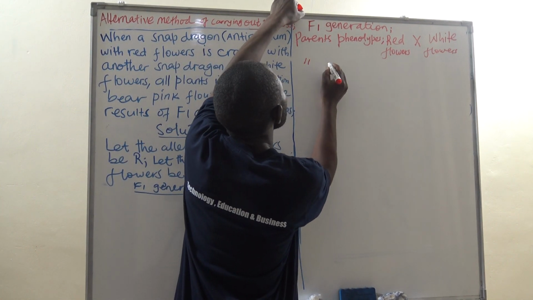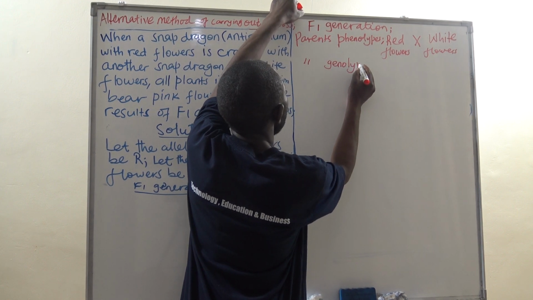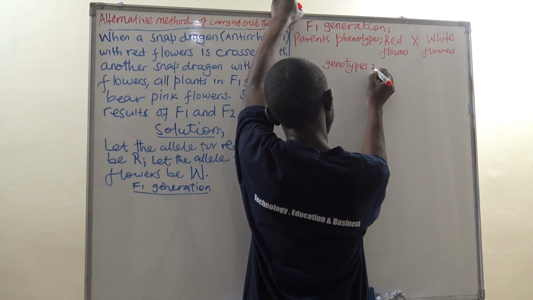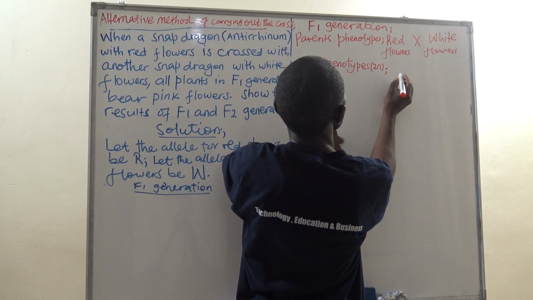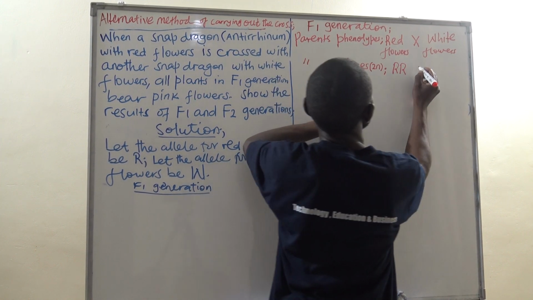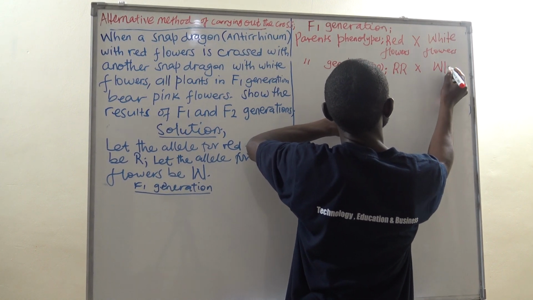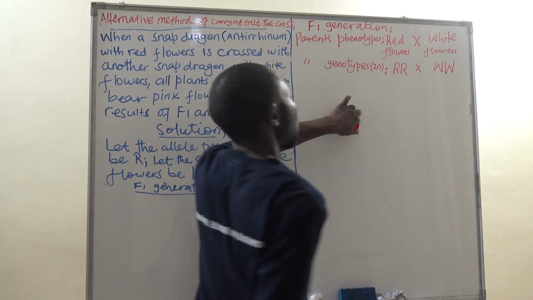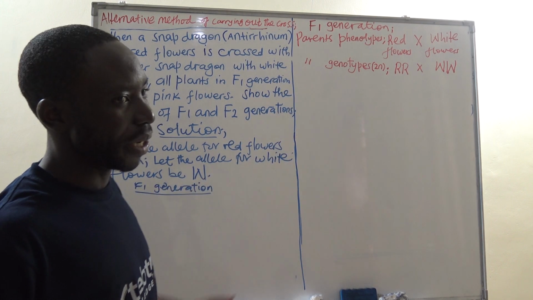Then parents genotypes. Of course, the parents are diploid. We have RR, the gene for red flowers. We are crossing it with the gene for white flowers, which is capital W W, as shown on the board. Hope you are seeing what is happening.